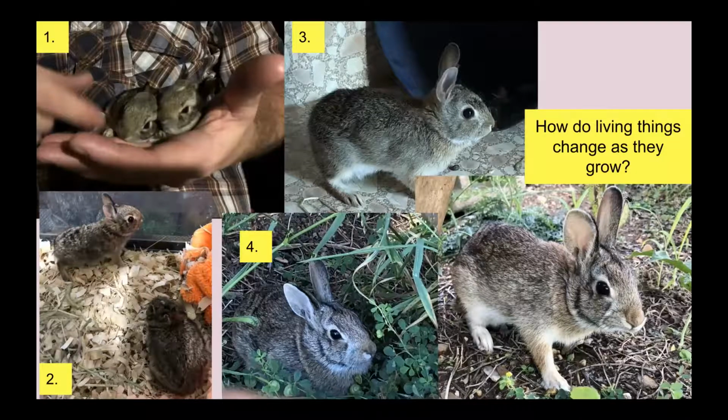wild cottontail rabbits. They were found as babies. So what you see here, we have them as two little babies here. They were so tiny, you could fit them in your hand. And then as they started to grow, they got bigger and bigger. And once they were big enough, we released them back into the wild.